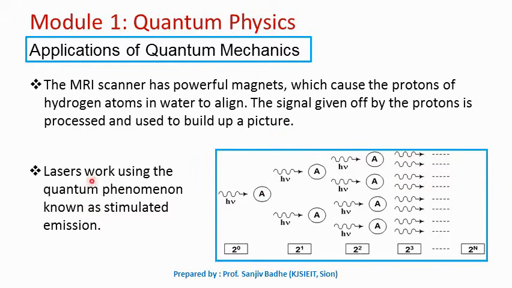Lasers work using the quantum mechanical phenomenon known as stimulated emission of radiation. Stimulated emission of radiation is a quantum mechanical phenomenon, and it can be utilized for light amplification. So, in lasers also the quantum mechanical concept is used.